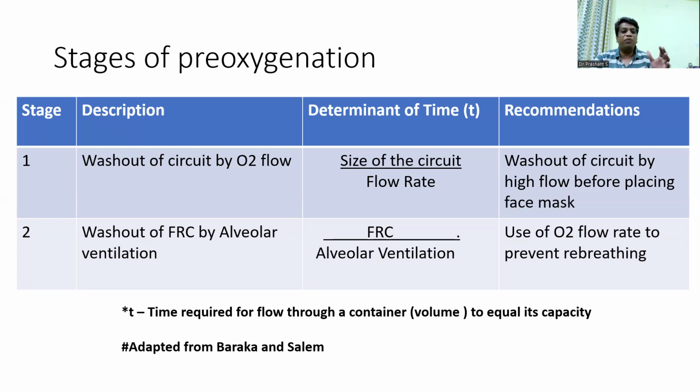When it comes to the patient, they want us to wash out the FRC by the alveolar ventilation with 100% oxygen, where they don't want the patient to rebreathe the gases you are giving. How much time to be given for these two techniques is determined by this. For the circuit, it is the size of the circuit and the flow rate. And for the patient, the FRC and the alveolar ventilation play a vital role.